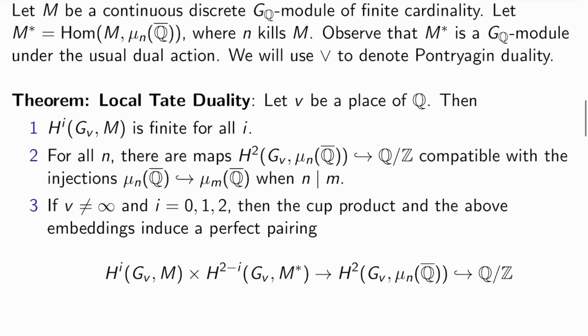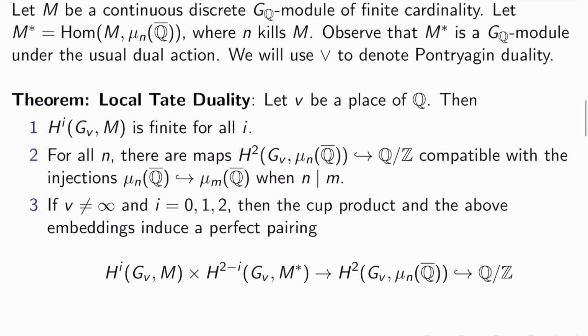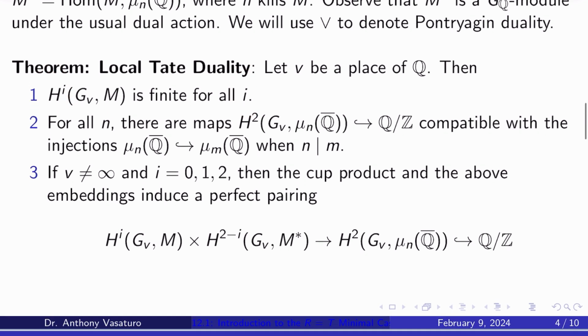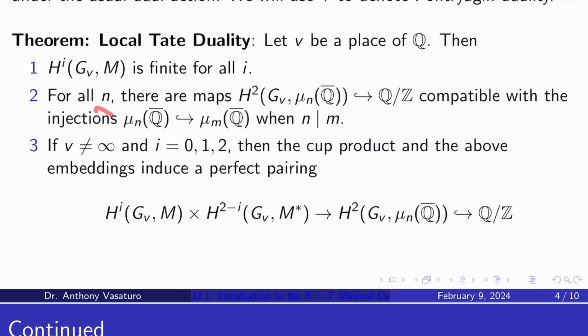So theorem, here's local Tate duality again for the second time in this playlist. Let v be a place of Q, so either finite or infinite. Then, first of all, the cohomology groups H^i(G_v, M) are all finite for all i. And then, for all integers n, there are maps from H^2(G_v, mu_n of Q bar) injecting into Q mod Z, compatible with the natural injections we have from mu_n of Q bar to mu_m of Q bar when n divides m.